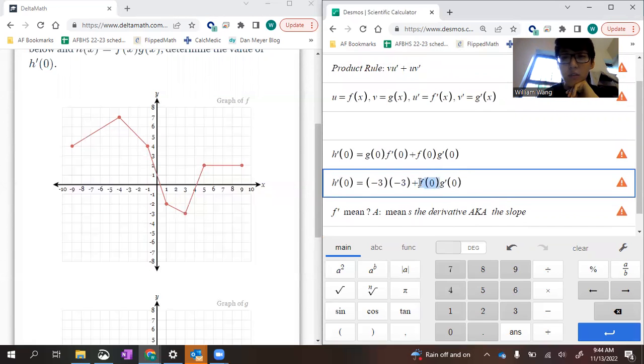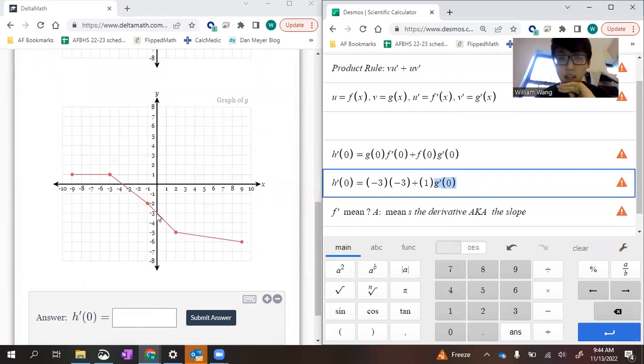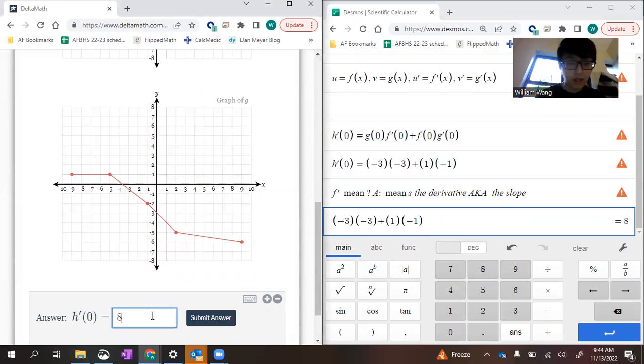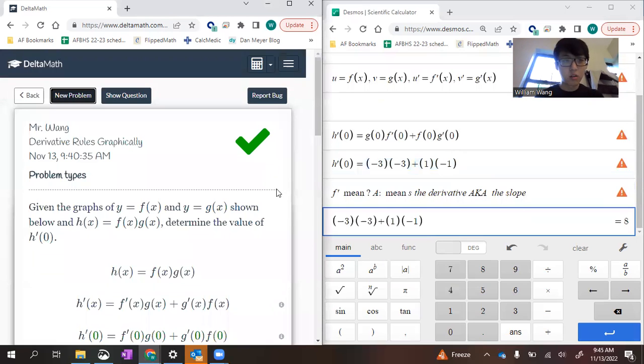Okay, next, f of 0. This is just asking me straight up. I go to the graph of f. I go to 0. The y value is 1. Next, g prime of 0. Same idea here. I go to the graph of g. I go to 0, but I'm not looking at -3. I'm looking for the slope at 0. So I go to my function here, and I'm going to find the slope. My slope here is I'm going over 3, then down 3. So this is a slope of -1. All right, I'm just going to put this in a calculator. Well, this simplifies to 8. Cool. Let's plug that in. 8 for my answer. All right, perfect.